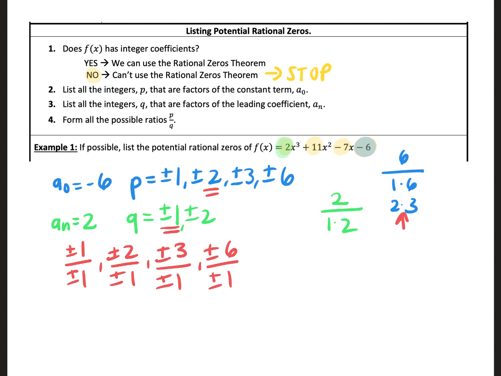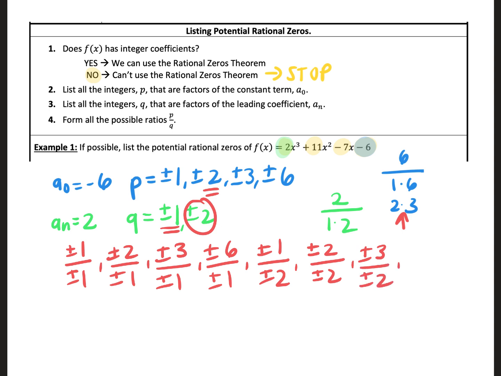Then we're going to do the same thing, only now we're going to divide by our second Q value. So we're doing plus or minus 1 divided by plus or minus 2, plus or minus 2 divided by plus or minus 2, plus or minus 3 divided by plus or minus 2, and then plus or minus 6 divided by plus or minus 2. Now all of those plus or minuses that I double wrote, they're kind of redundant. Each of our terms is just going to have 1 plus or minus, and then we can simplify our fraction.